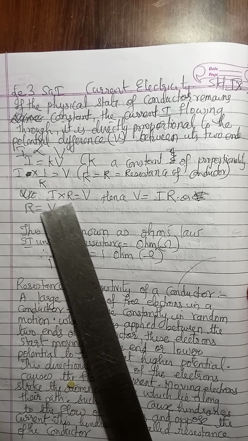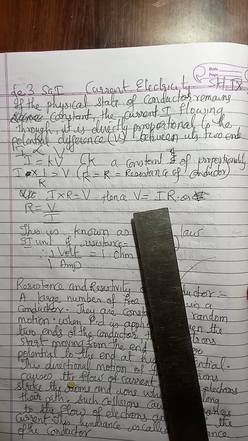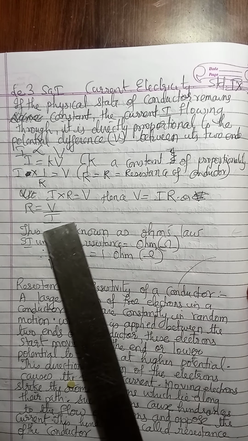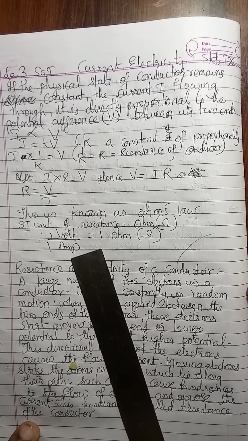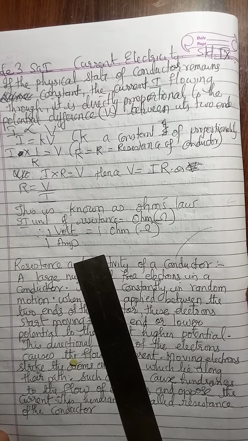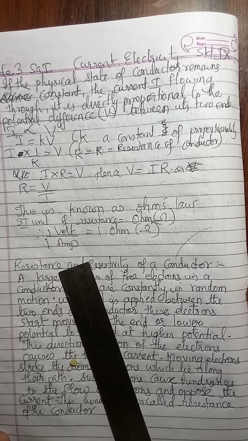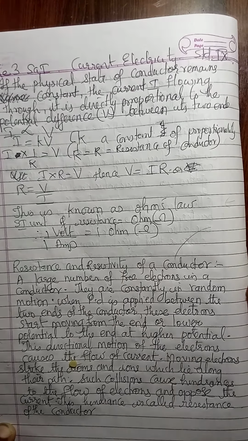So therefore, I into R equals V. Hence, V equals IR, or R equals V upon I. This is known as Ohm's law. The SI unit of resistance is Ohm, and it can be written as 1 volt upon 1 ampere equals 1 Ohm. Now, resistance and resistivity of the conductor.